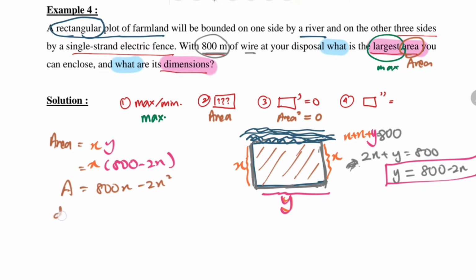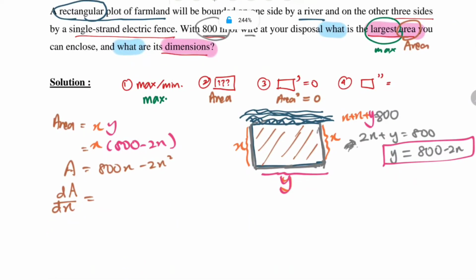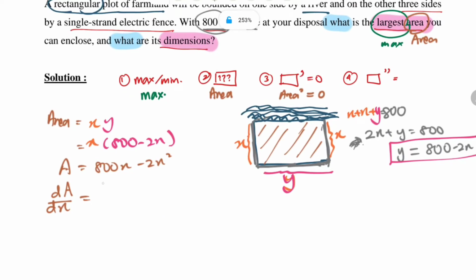Once we have the area function with respect to only one variable, then we can differentiate with respect to that variable, which is x. Okay? So, differentiate it as usual and then equate it to 0. So, from here, you can solve the value of x. So, x is equal to 200. And don't forget the unit is in meters.